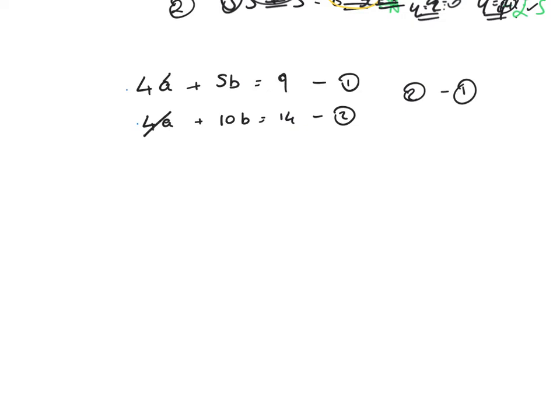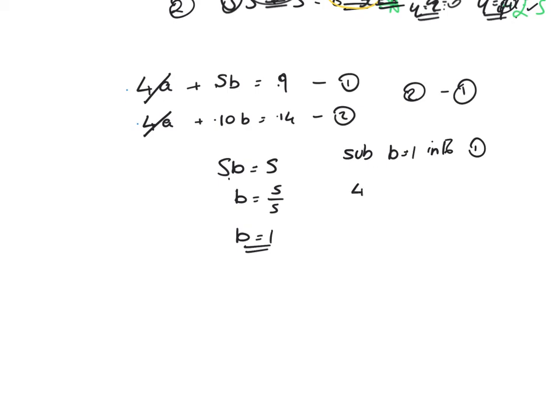Okay, 4a take away 4a cancels out. 10b take away 5b is 5b, and that's equal to 14 take away 9, which is 5. Bring the 5 down, divide. 5 divided by 5, and b is equal to 1. I'm going to sub b equals 1 into one of the equations, and I'm going to sub it into equation 1. So where I see b, I'm going to replace it with 1.